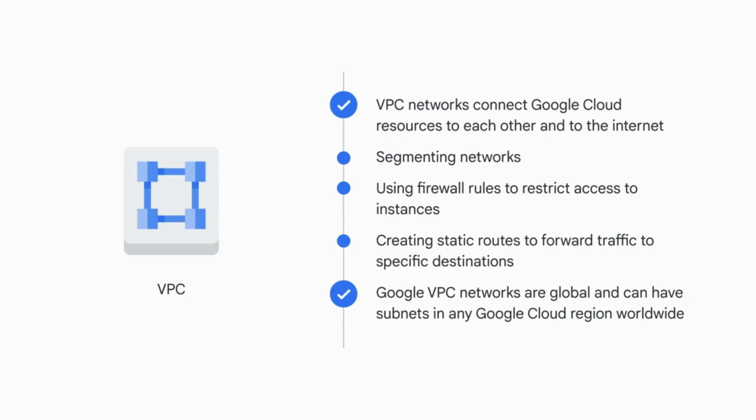Google VPC networks are global. They can also have subnets, which is a segmented piece of the larger network in any Google Cloud region worldwide. Subnets can span the zones that make up a region. This architecture makes it easy to define network layouts with global scope. Resources can even be in different zones on the same subnet.